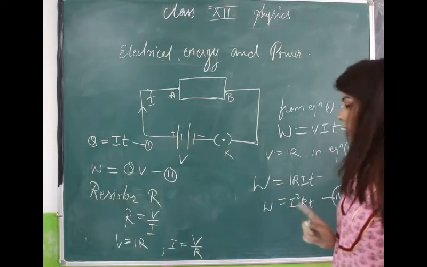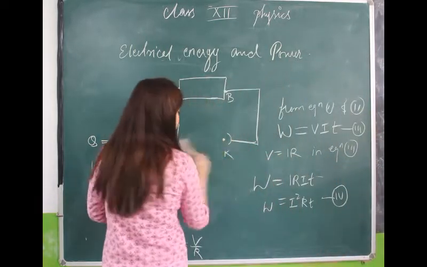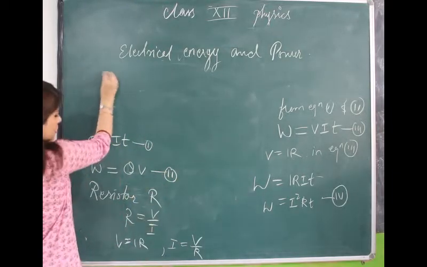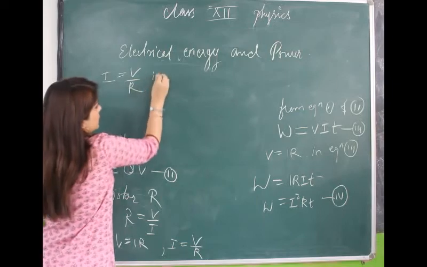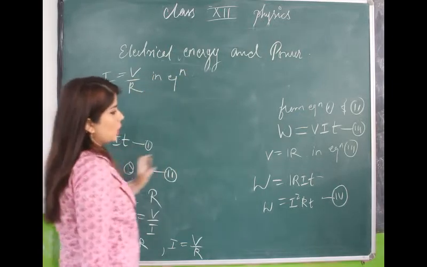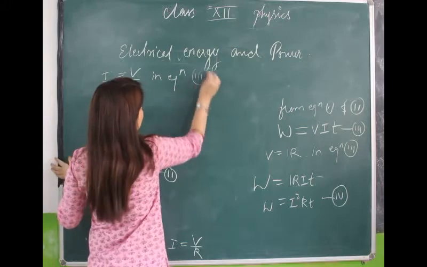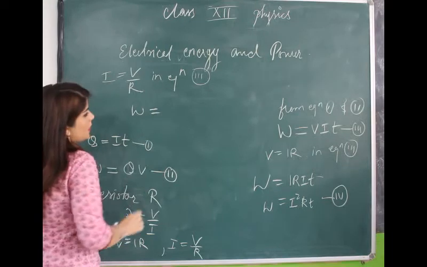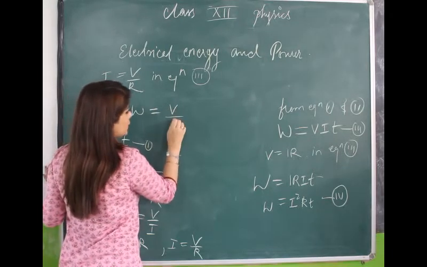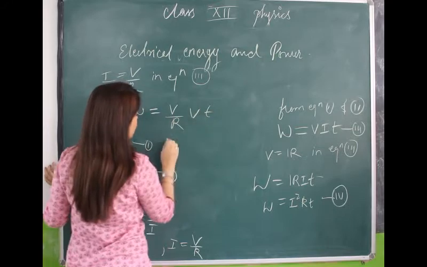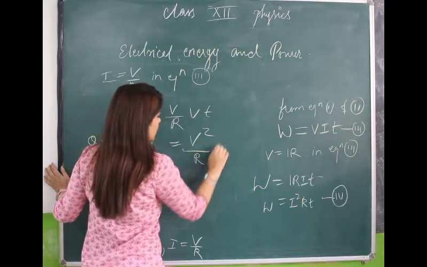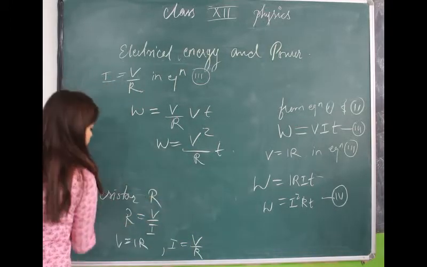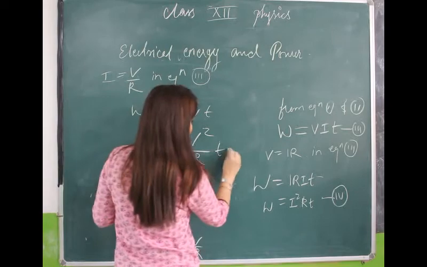Now the next step, what I'll do is, in place of I, I will put I is equal to V by R in equation 3. So this becomes V by R into V into T, which is V squared divided by R into T. So this is equation number 5.